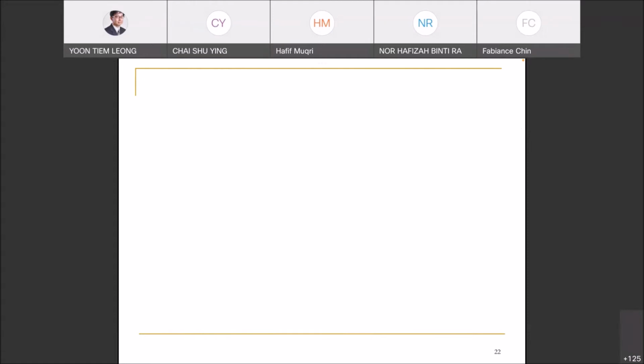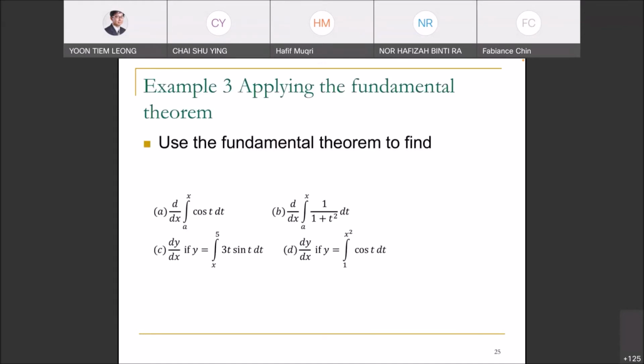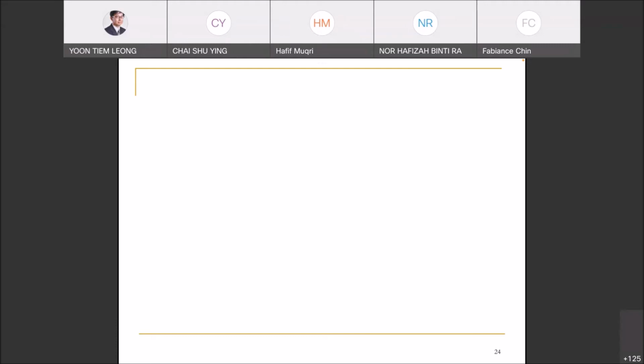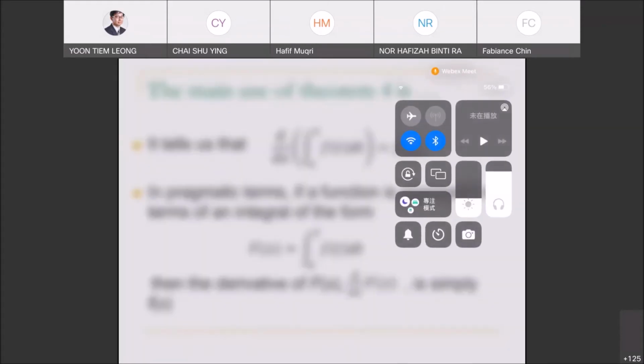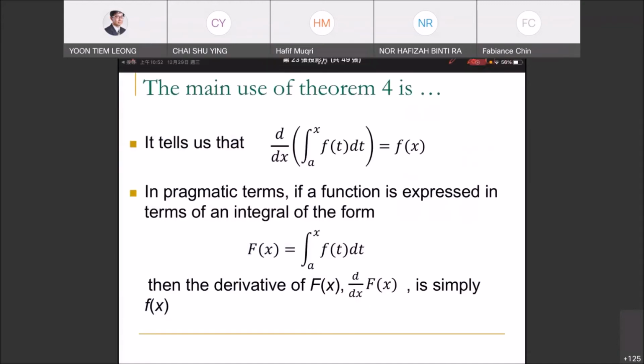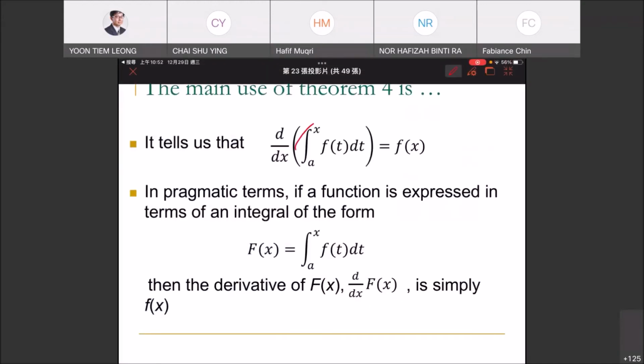The use of theorem 4 is that once you have defined the capital function F(x), then the derivative of the capital function F(x) is waiting to be shown. I don't know why it's not showing correctly. Okay, I'm showing you this. So the main use of theorem 4 is that you define a capital function F(x) and you differentiate it, it gives you the small function f(x).